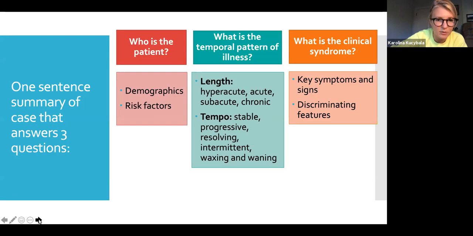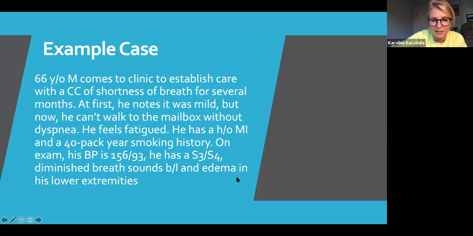Well, let's look at an example before you all get a chance. This is a 66-year-old man who comes to clinic to establish care with a chief concern of shortness of breath for several months. At first, he notes it was mild, but now he can't walk to the mailbox without dyspnea. He feels fatigued. He has a history of MI and a 40-pack year smoking history. On exam, his blood pressure is 156/93. He has an S3, S4, diminished breath sounds bilaterally, and edema in his lower extremities. Before I reveal my problem representation, think to yourself what you would put.